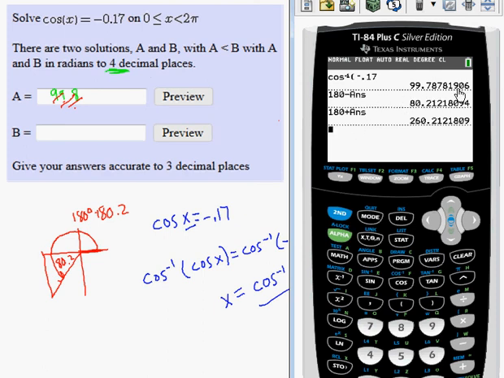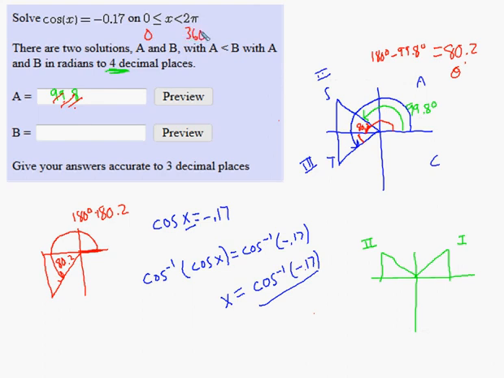So this answer here is between 0 and 360, and this answer is between 0 and 360. Because they're having me answer my question in radians, right? They didn't say 0 and 360, they said 0 and 2 pi, I would have to take my answers and convert them into radians. So I would take the unrounded version of this and divide by 180 and multiply by pi, and then I would take the unrounded version of that and divide by 180 and multiply by pi, and that would convert both my answers into radians, and again keep it to 4 decimal places.